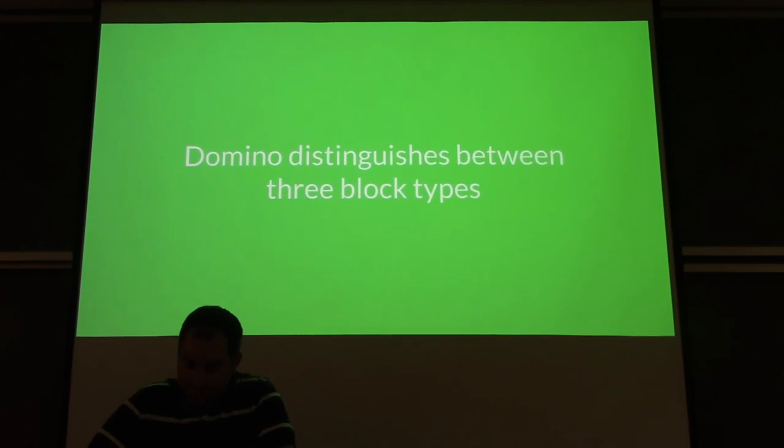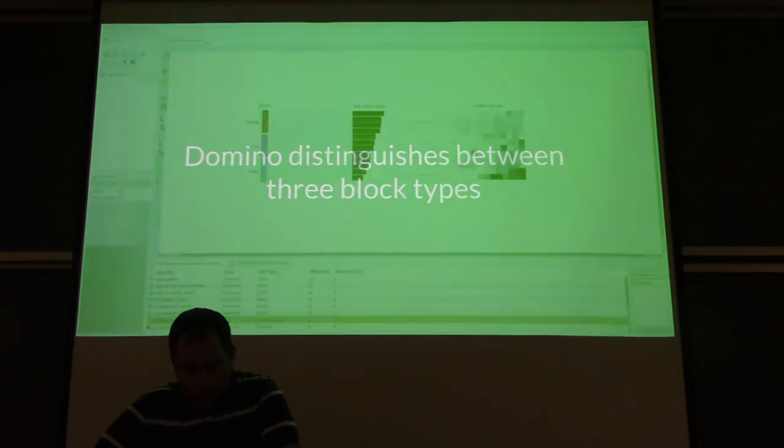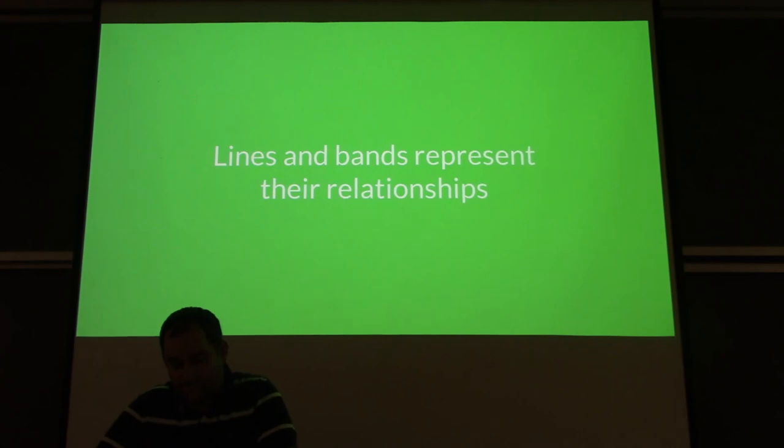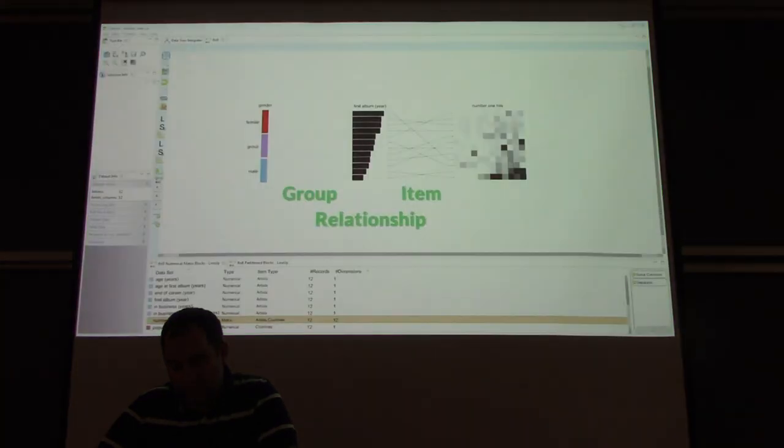Domino distinguishes between three block types. Partition blocks show categorical data like gender. Numerical blocks show numerical data, such as the release year of the first album. And matrix blocks show item combinations, like the count of number one hits for each artist in different countries. Relationships are represented in different granularities and directions using lines and bands.